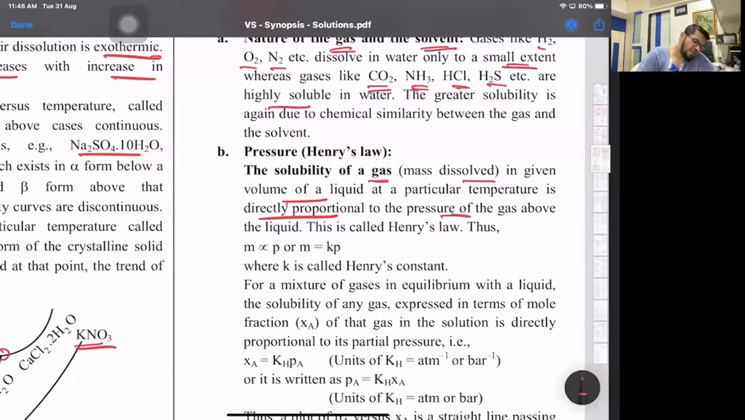So here M, which is nothing but the solubility or the mass, is directly proportional to pressure. So M is equal to Kp, where mass can also be written as S. So we have S proportional to P. Therefore S is equal to Kp, where K is the Henry constant. We also write it as Kh, and P is the pressure applied on the surface of the liquid.